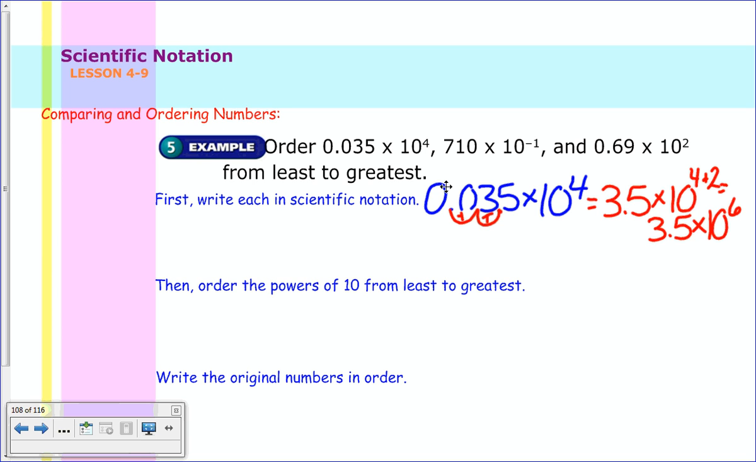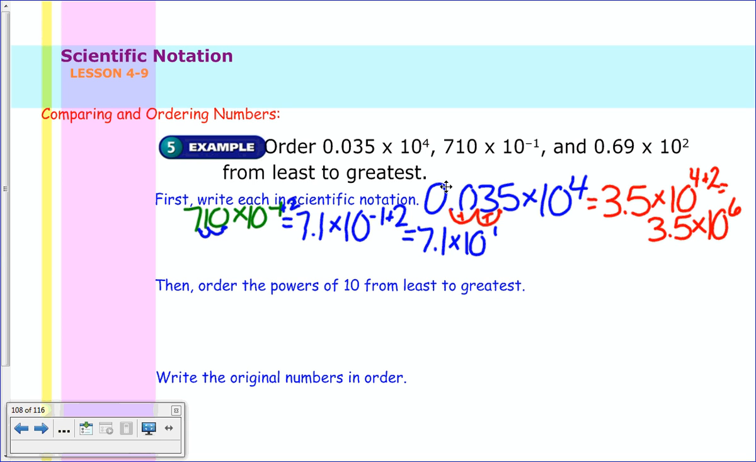Now I'm going to do the same thing to the next one. I have 710 times 10 to the -1st power. Well, I need to figure out where to put my decimal. Right now they don't show it, so that tells me this 710 is a whole number, and it's in the back. So I need to put it between the 7 and 1 to get 7 and 1/10ths. And I know I'm going to have times 10 to something. Well, 1, 2. I add 2. So -1 plus 2. Well, those are opposite signs. One's negative, one's positive. So I subtract them. 2 minus 1 is 1, and 2 is bigger, so it's a positive. So I get 7.1 times 10 to the +1st power.